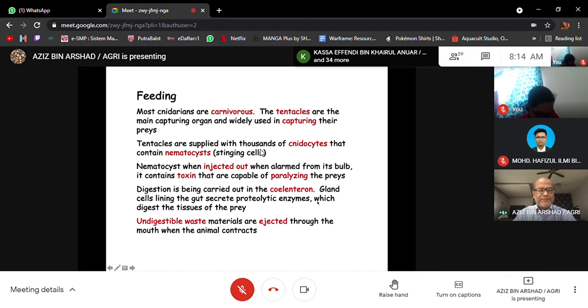Once the prey is available for food, the prey will be carried into the gastrovascular cavity, or the coelenteron. And inside the gastrovascular cavity or coelenteron, there are gland cells found in the gut. These gland cells will secrete proteolytic enzyme for the digestion of the tissue of the prey. So whatever undigested waste material will be ejected through the mouth again through the process of contraction.